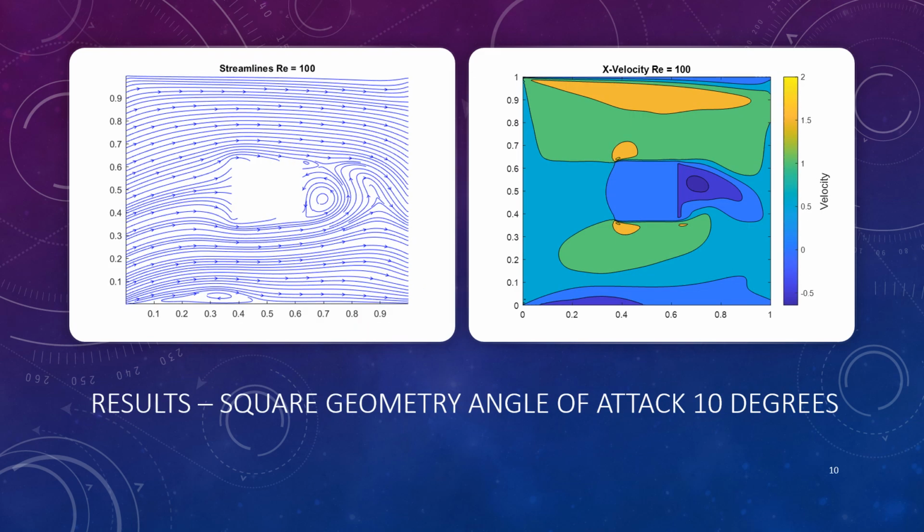For angle of attack testing, I varied the angle of the inlet velocity from 0 to 45 degrees. Pictured here is the 10-degree angle of attack results. Vortices are seen forming behind the square geometry. These vortices lead into a wake that continues into the outlet boundary. As the angle of attack increases, the solution became more and more unstable, leading to divergence at 45 degrees.